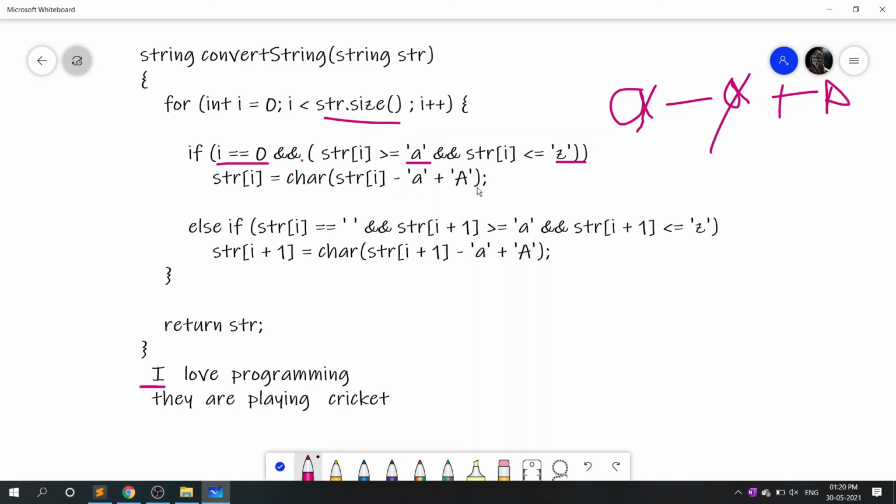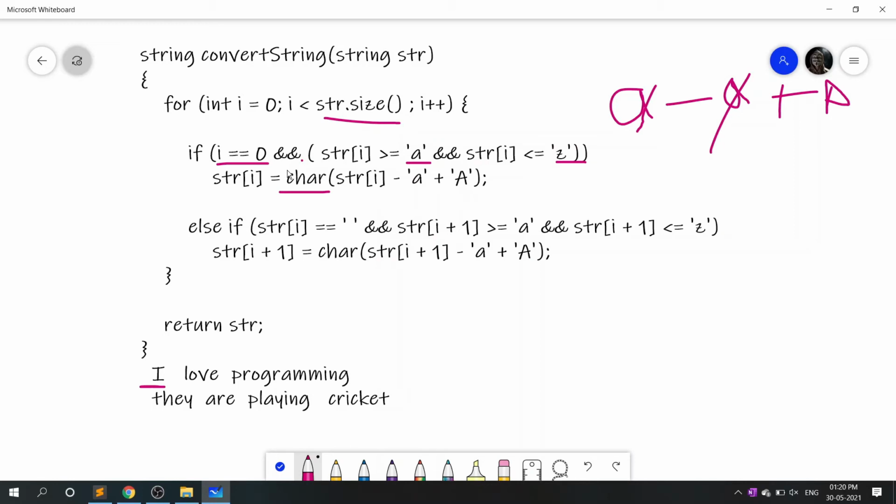I simply take this, and the capital A is stored inside the string. But before I store it, I convert it into a character, because whenever subtraction or addition takes place, it takes place between integers, and that integer we need to convert into a character. The ASCII code of that integer is treated as a character and stored inside the string. If you take the example "I love programming", initially I am checking if i is equal to 0. Yes, it is. Then I am checking if str of i is between small a and small z. Is it? No, because I itself is a capital letter. So this condition is skipped and we move forward.